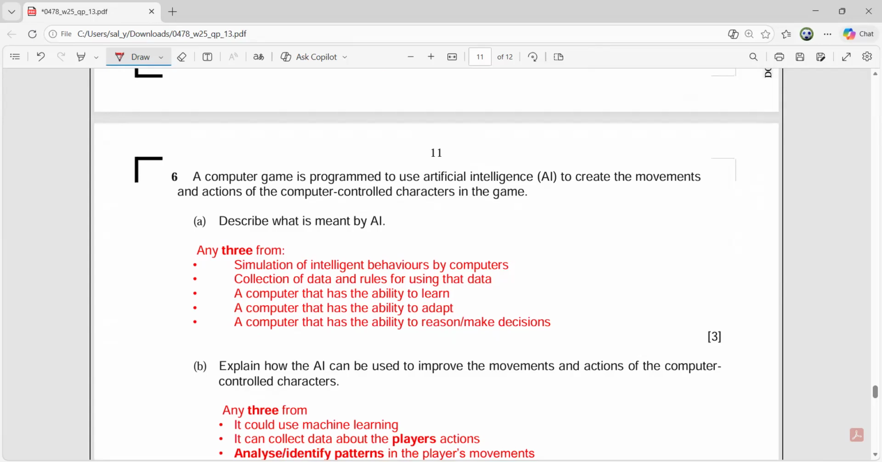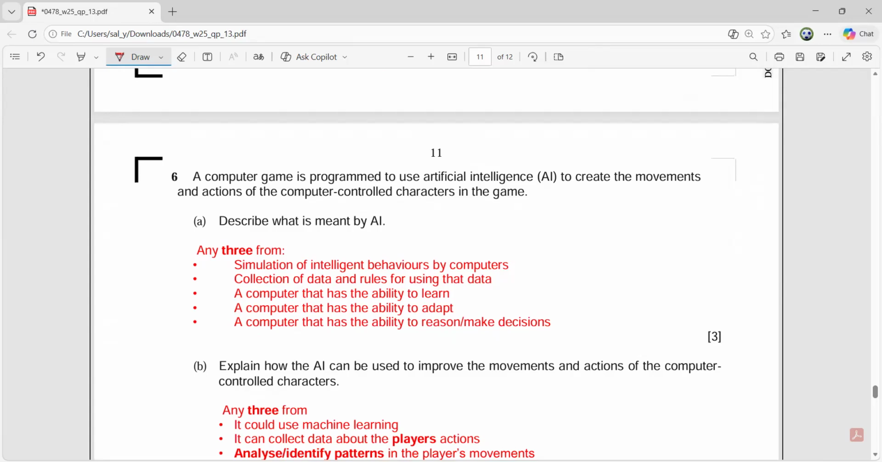Intelligent behavior, remember, intelligence is of the humans, but we are making the computers simulate the intelligence of the humans. Collection of data and rules for using that data, a computer that has the ability to learn, a computer that has the ability to adapt, a computer that has the ability to reason or make the decisions. So this is going to be the best description of AI.